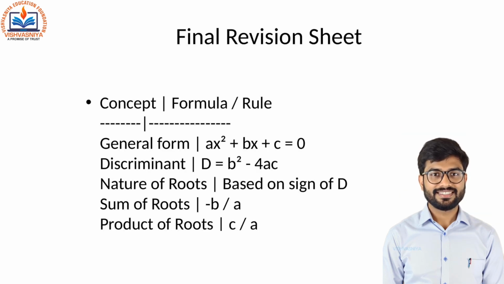Let's quickly revise the most important formulas and concepts from quadratic equations. This is your final revision sheet. General form of a quadratic equation is ax squared plus bx plus c equals 0. The discriminant, denoted by d, is b squared minus 4ac. The nature of roots depends on the sign of the discriminant d. The sum of the roots is minus b divided by a. The product of the roots is c divided by a.